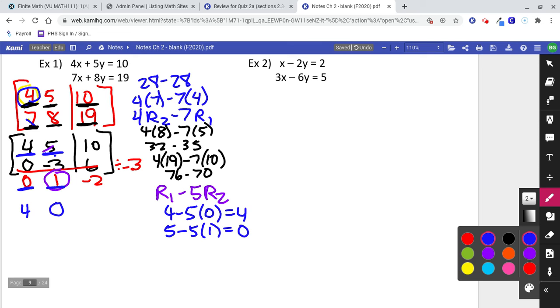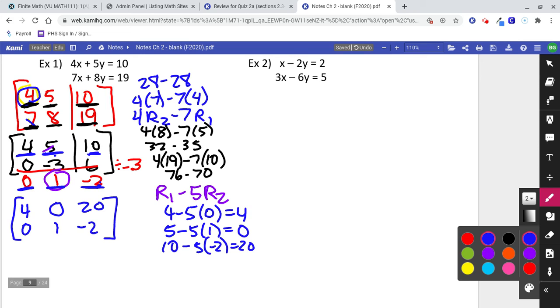Now move over to the 10. Row 1 says 10 minus 5 of the row 2 numbers. That's going to be 10 plus 10, which is 20. Okay? So we didn't need to do anything to the bottom row, 0, 1, negative 2. At this point, I can see the answer.